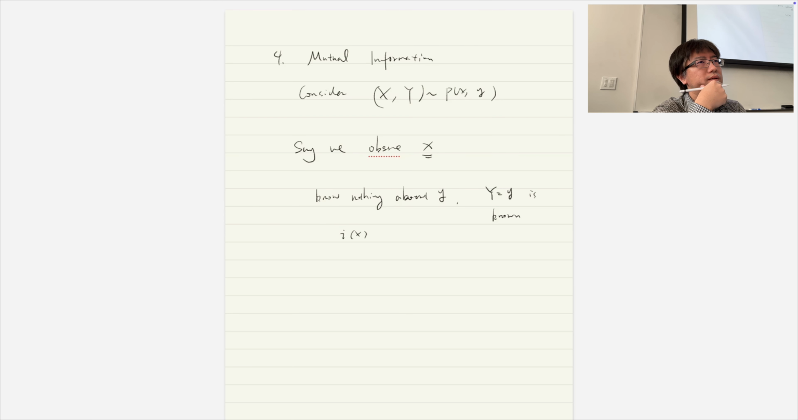Right? What is that? Is it I of x given y? Exactly, that's exactly the meaning of it. If we know y, then what is the uncertainty of x? So this is the uncertainty of x, and this is the remaining uncertainty of x if we know y. Then how much information do we gain from not knowing y to knowing y? Or how much uncertainty is reduced?